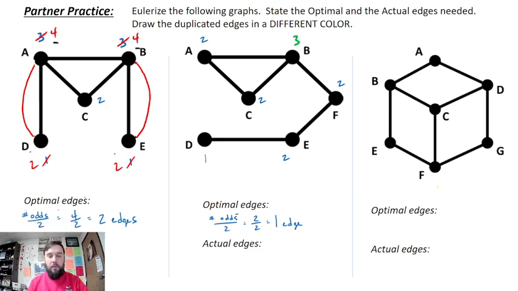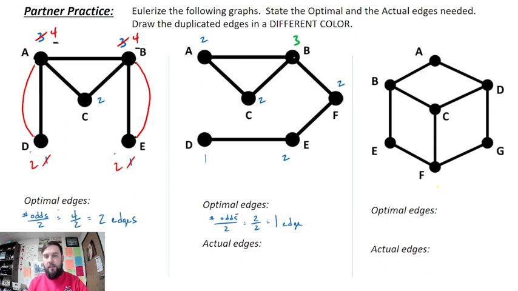Well, unfortunately though, I can't just do this, because there's not an edge going from B to D to be duplicated. So I can't do that. So what am I going to do? I'm going to try to find the shortest path from B to D.